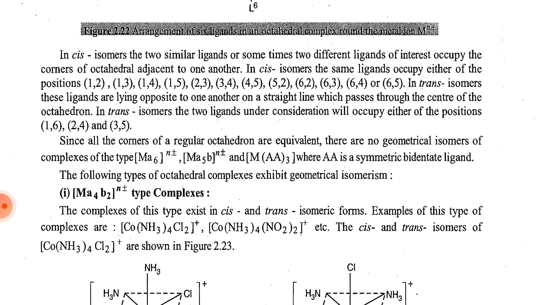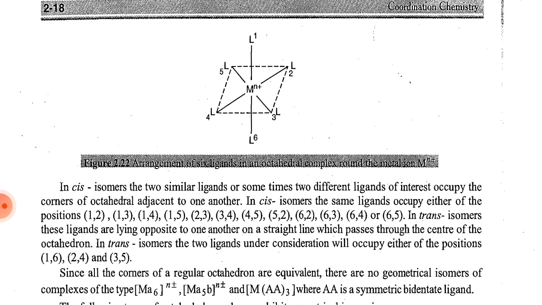In the cis isomer, two similar ligands, or sometimes two different ligands of interest, occupy the corners of the octahedron adjacent to one another. The cis isomer and the same ligands occupy either of the positions 1 2, 1 3, 1 4, 1 5, 2 3, 3 4, 4 5, 5 2, 6 2, 6 3, 6 4, 6 5.